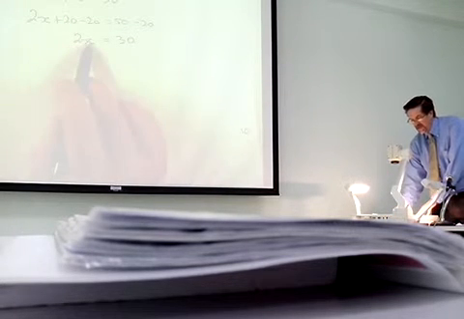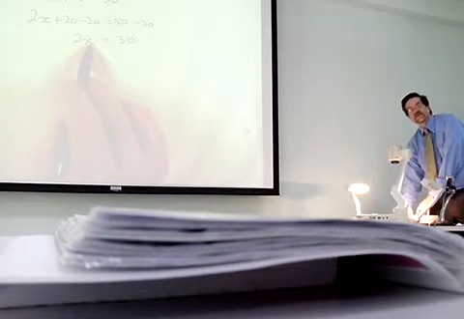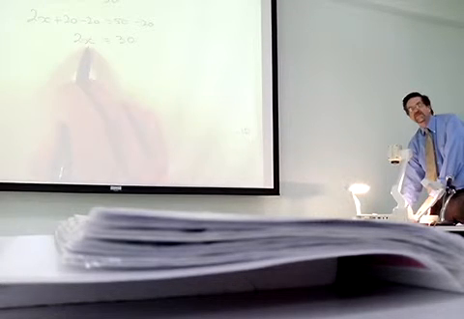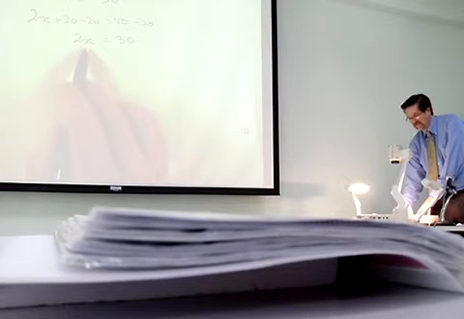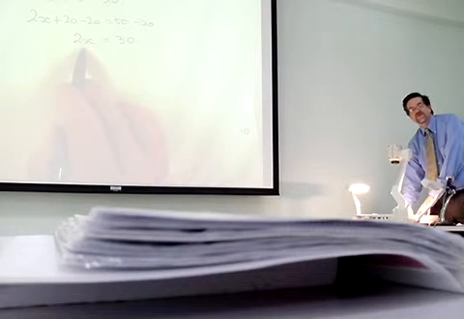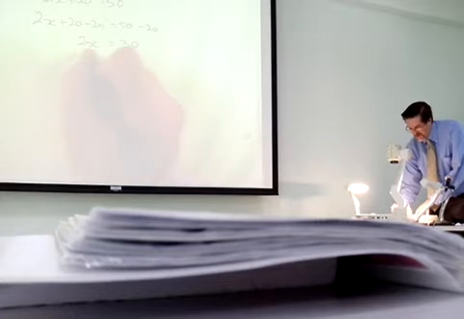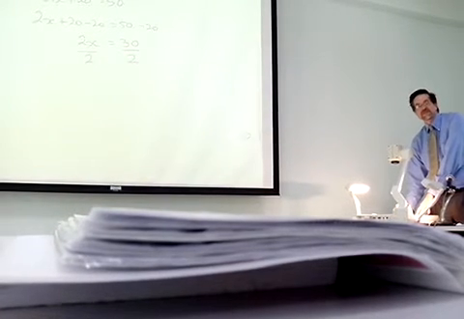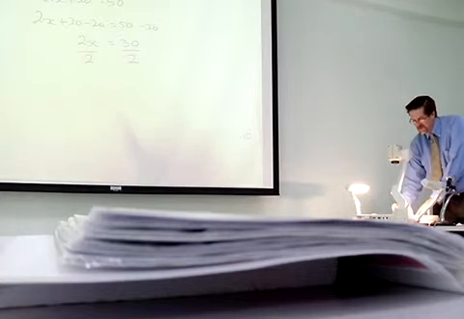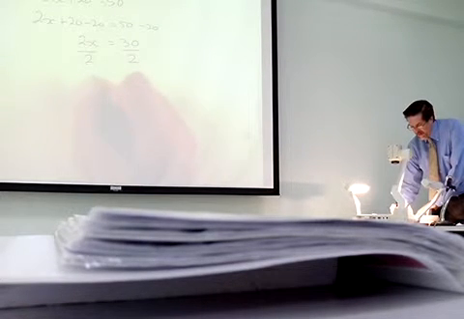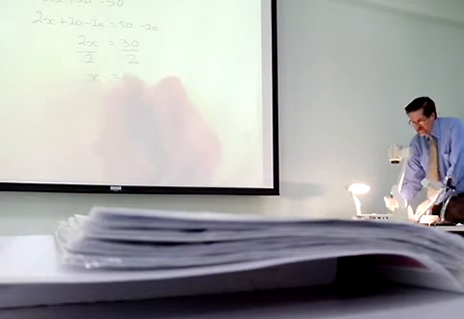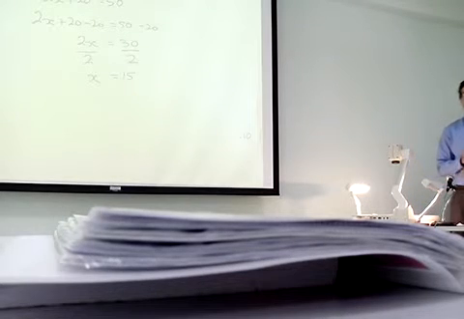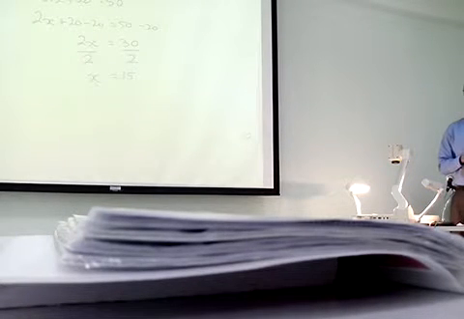And then how do I get x on its own? What do I have to do? One more step. 30 divided by 2. Divide by 2. Right, so I divide this side by 2, so I've got to divide that side by 2. 15. So on the left, I get x. On the right, I get 15. So x is 15.